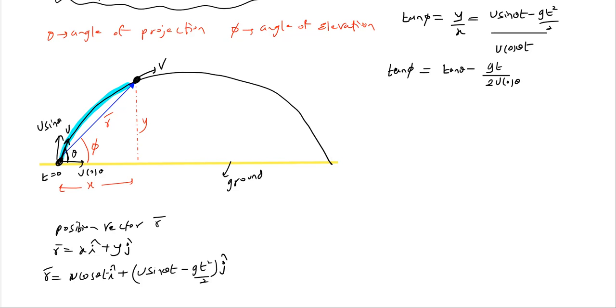So there's a relation between the angle of elevation and the angle of projection. Okay, this, as usual, is the maximum height. So we have defined the position vector and the angle of elevation. Next, again, the distance of the projectile.